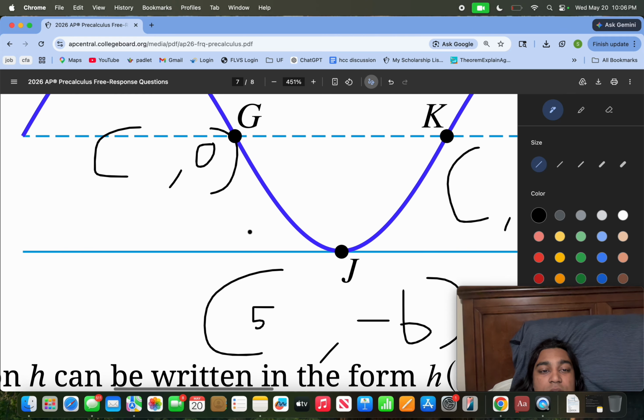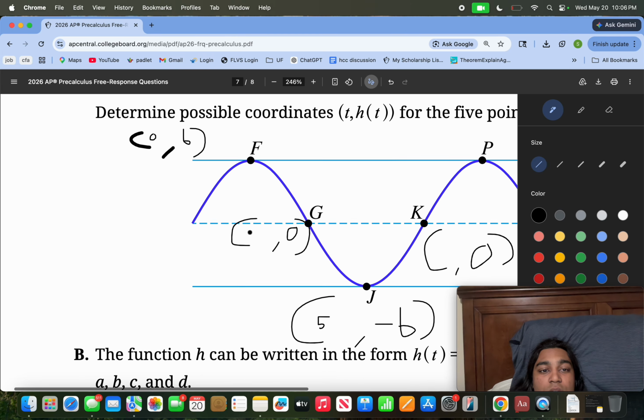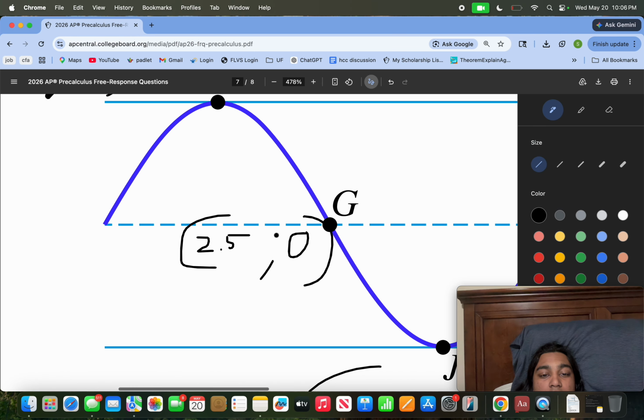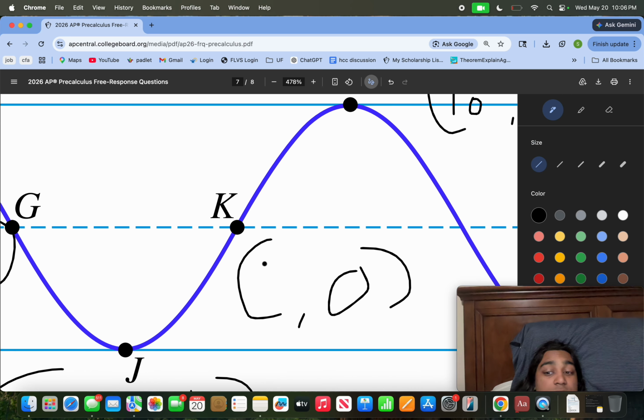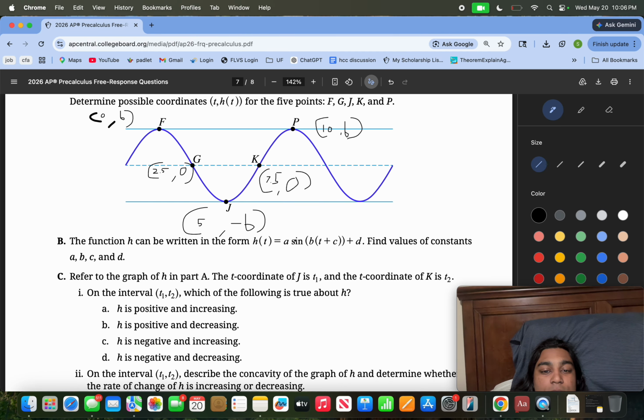5 seconds in, it's down there. Which means that this is going to be half of 0 to 5. So what number is in between 0 and 5, the midpoint? Just 2.5. And what about over here? What's the midpoint between 5 and 10? Just say it with me: 7.5. Yep, and that's part A done. Part B.